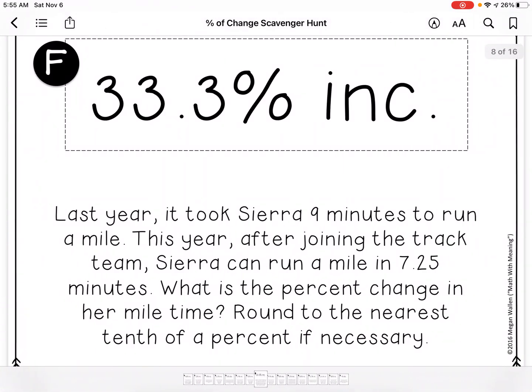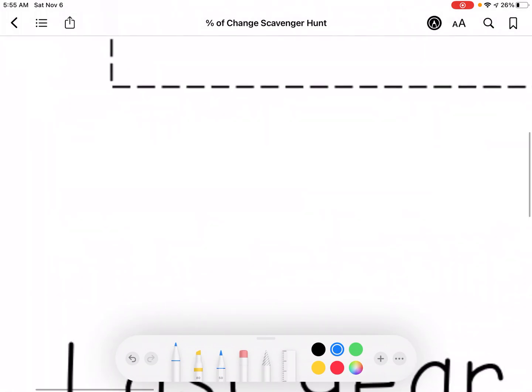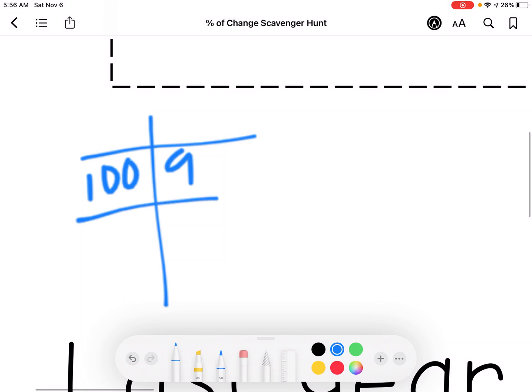All right, last year it took Sierra 9 minutes to run a mile. This year, after joining the track team, she can run a mile in 7.25 minutes. What is her percentage change? So 100% is 9 minutes.